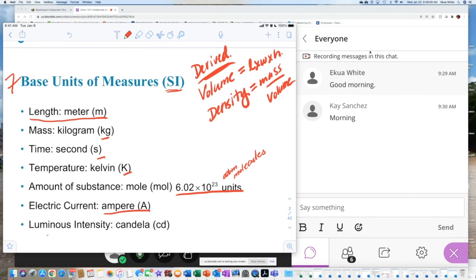There are different kinds of derived units. I've just chosen 2. You, of course, also have area. You have many other measurements, right? And area will be length times maybe height.